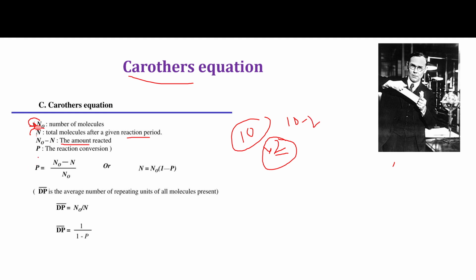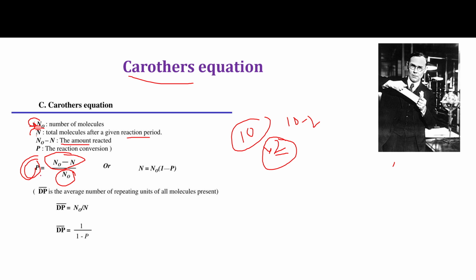What will be the extent of reaction? The extent of reaction is the number of molecules reacted divided by the total number of molecules taken. The number of molecules reacted is n0 minus n, and the total number taken is n0. From here we know how much the extent of reaction is, which is given by p. For this I needed some mathematical calculation.